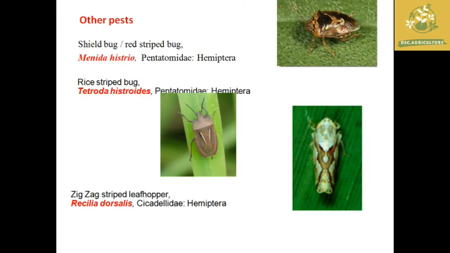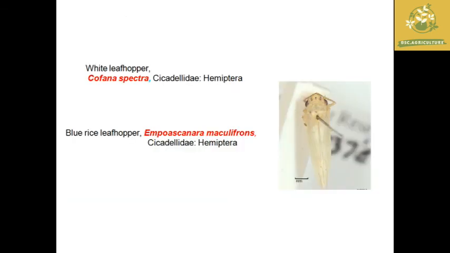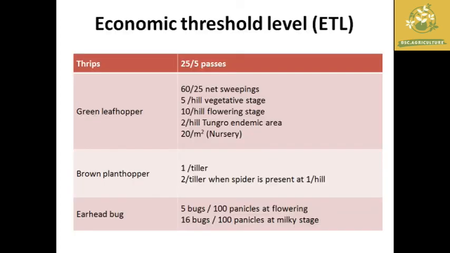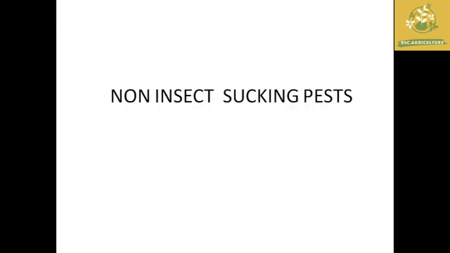And some other important pests we need to see in rice are the shield bug, rice striped bug, and zigzag leaf hopper. I have given those pictures in them. And some other rice sucking pests are the white leaf hopper as well as blue rice hoppers. And I have made the other insects' economic threshold levels in a table, so you can use them for your examinations.